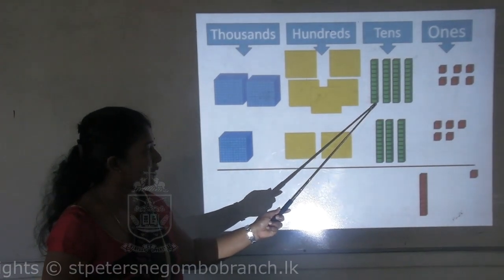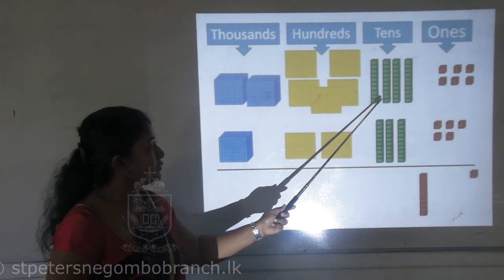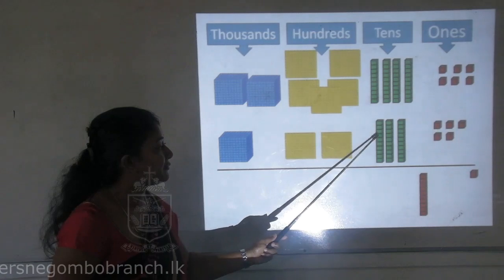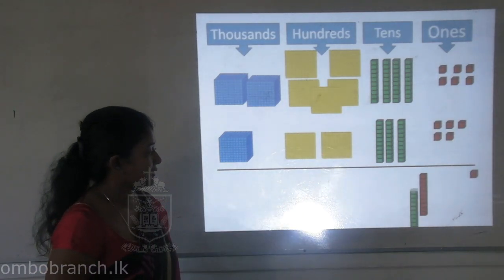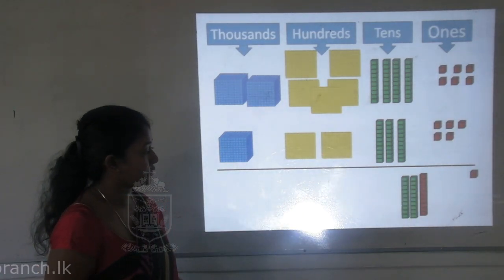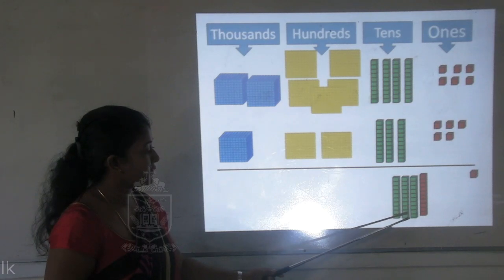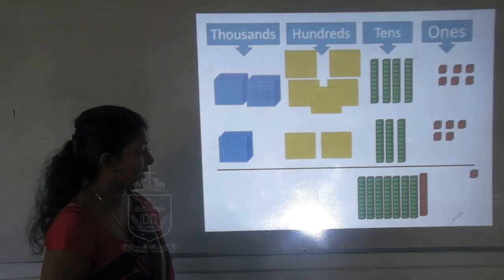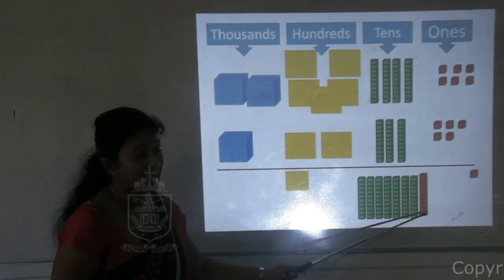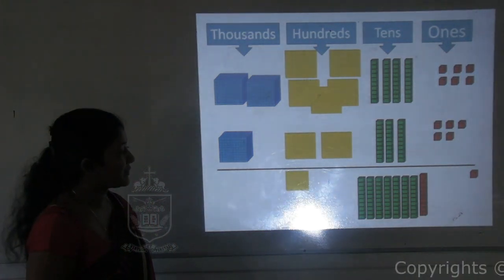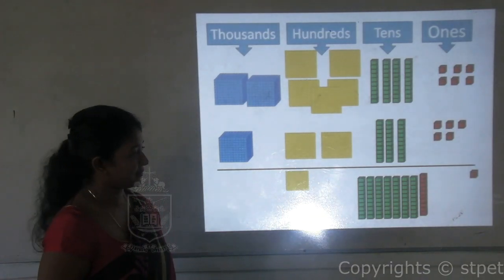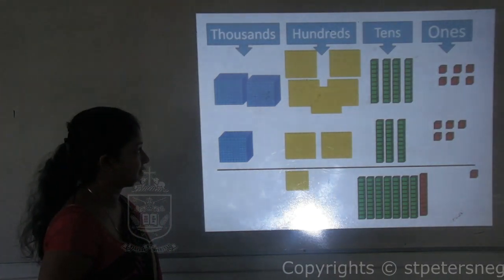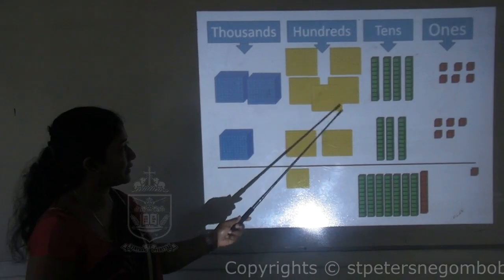Right. Now, there is a new count. Let me count all the green ones. 1, 2, 3, 4, 5, 6, 7. You can see 1, 2, 3, 4, 5, 6, 7. And there's a new one, 8. So, there are 8 tens. Is it clear? Yes.